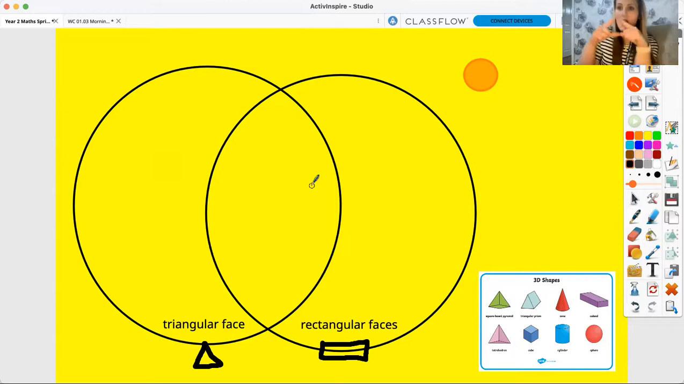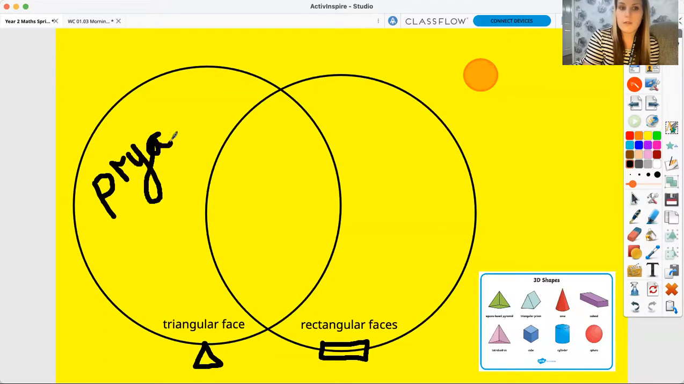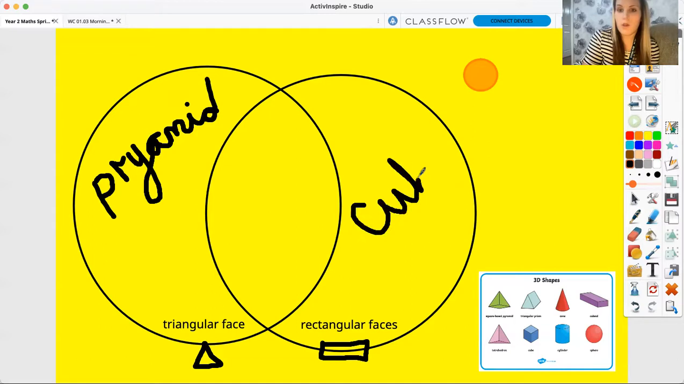So triangular face, easy peasy. A pyramid has 4 triangular faces. So Miss Warren is going to write pyramid, excuse the writing, in that part. Okay, pyramid in there. And then I need a shape that has a rectangular face. And I've already said my cuboid has some rectangular faces. So I will write cuboid in there.